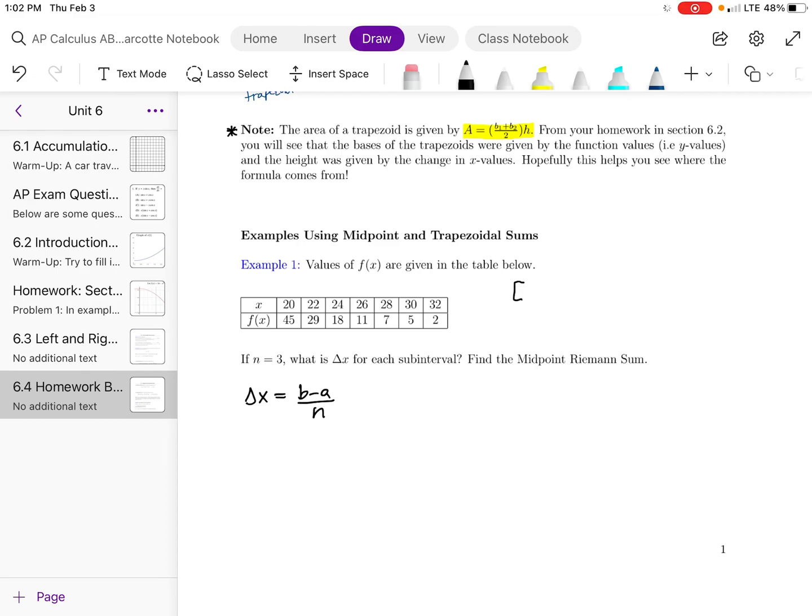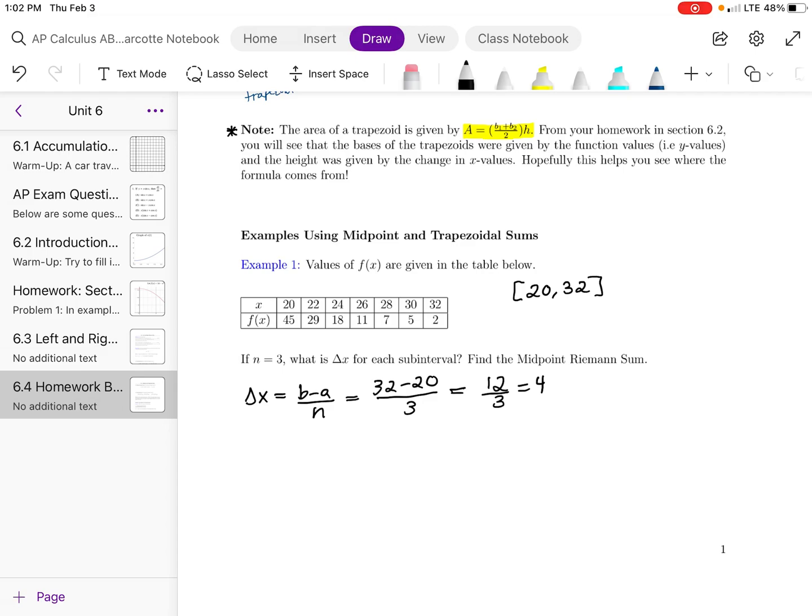And I need to consider my interval. The length of the whole interval is going to be 12, right? Because my interval is from 20 to 32. So this is 32 minus 20, and then divided by n, the number of rectangles, which is 3. And so this gives us 12 over 3, which is 4.